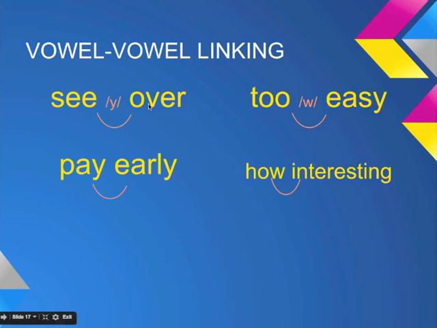See over. So notice the Y glide here will help connect the E to the O in the next word. This one, of course, even though we don't hear the Y, will appear as a glide when we connect these two words. Pay early.